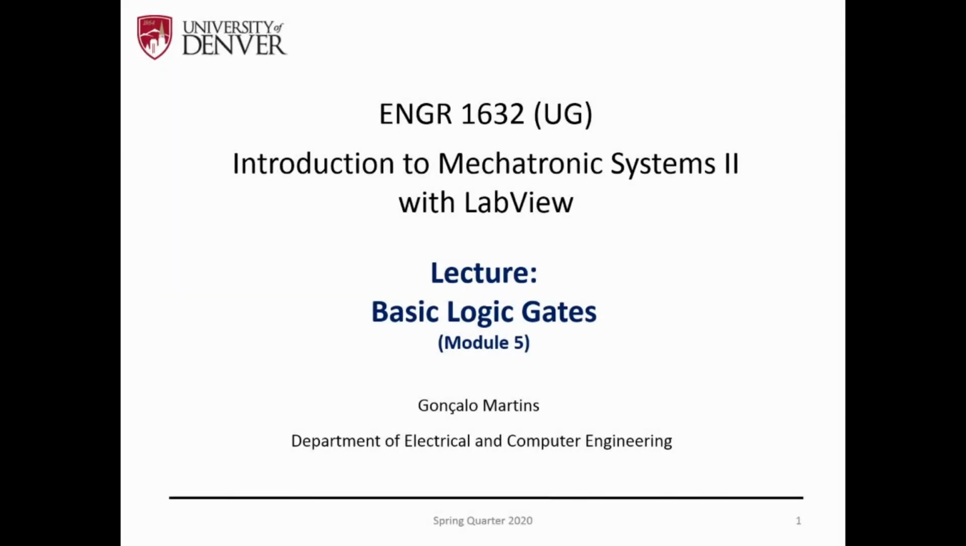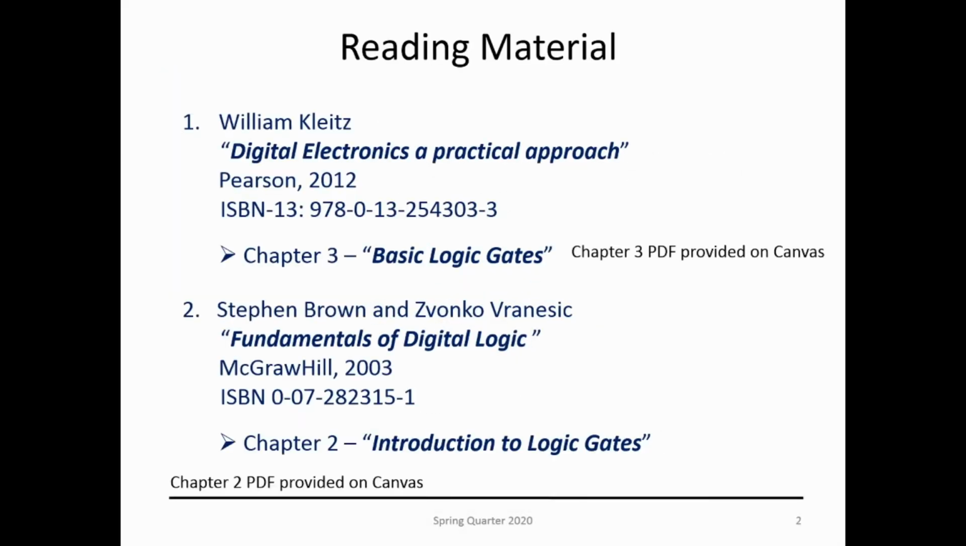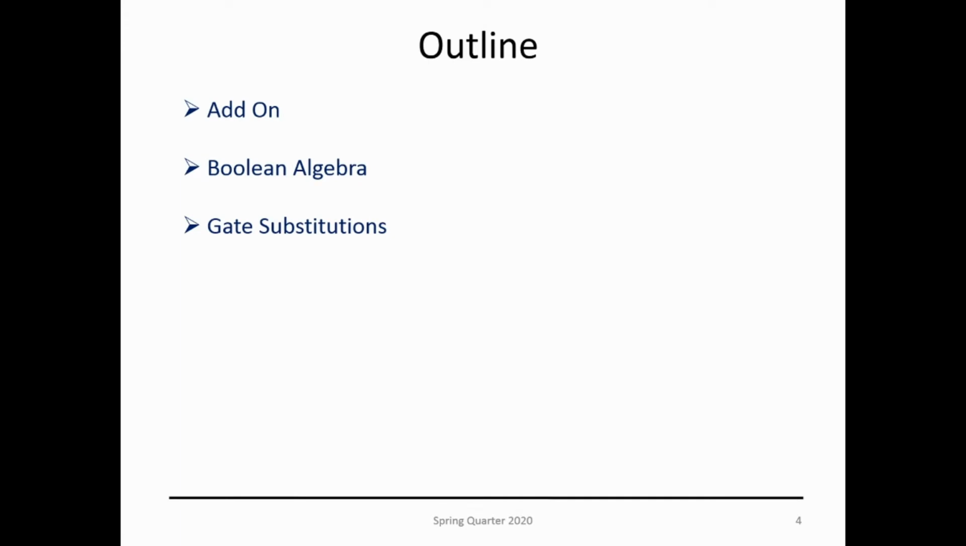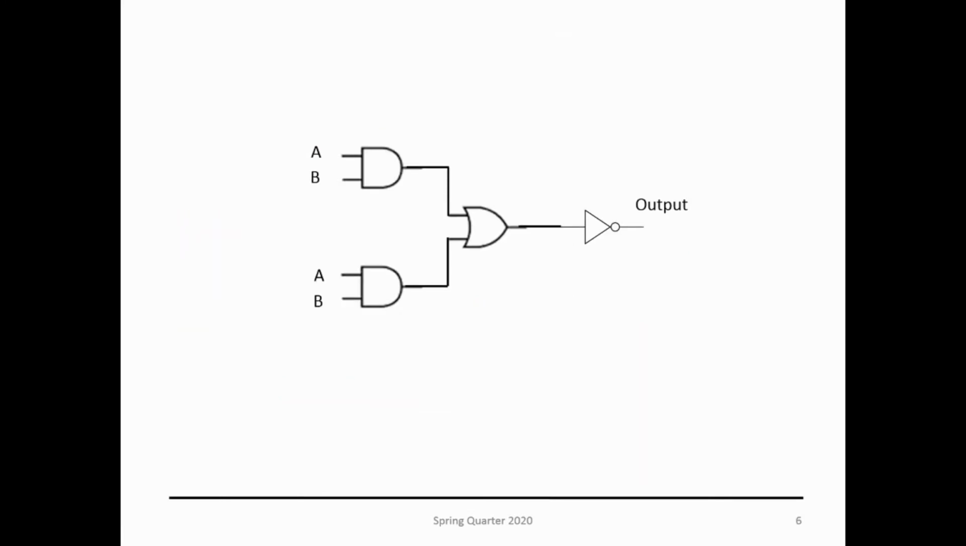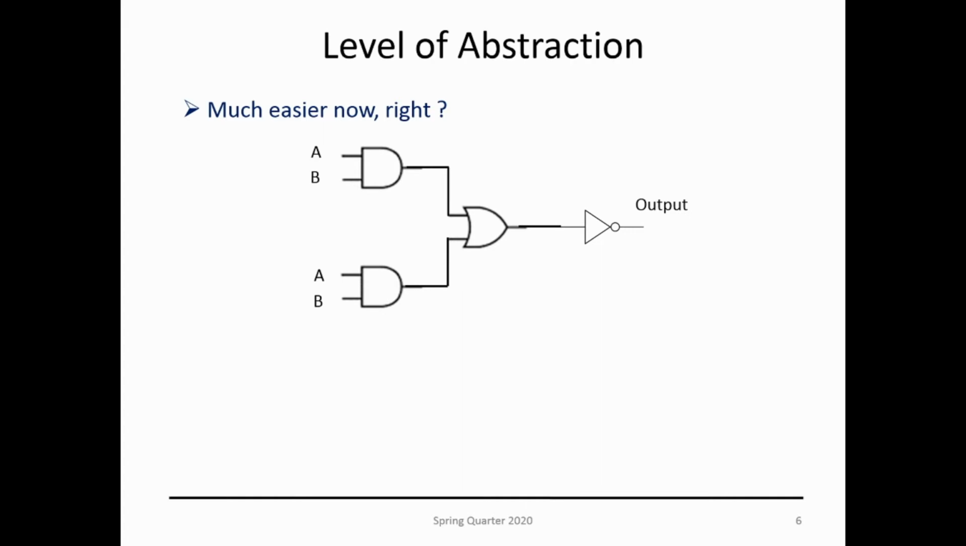Let's keep going over basic logic gates, and this time we're going to cover a little bit of gate substitutions. What is the behavior of this circuit? We have a bunch of logic gates represented here. The insides of it become a little bit tough to follow and understand which gates we are implementing in circuitry like this. So we abstract and we have something like this, much easier to follow, which states the importance of the level of abstraction.